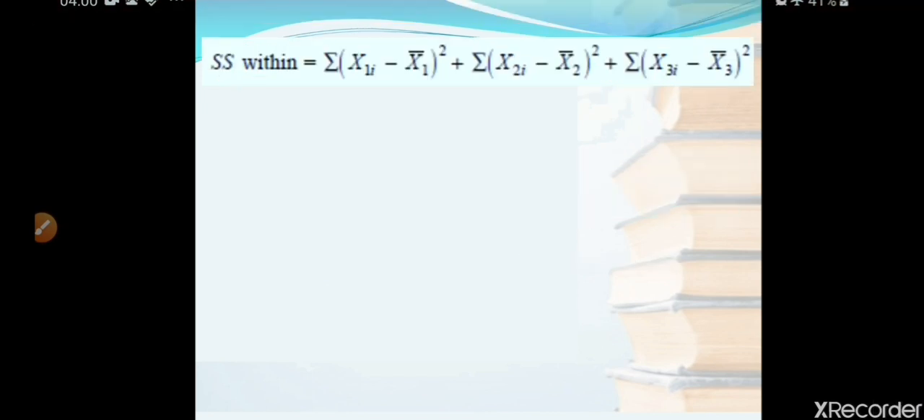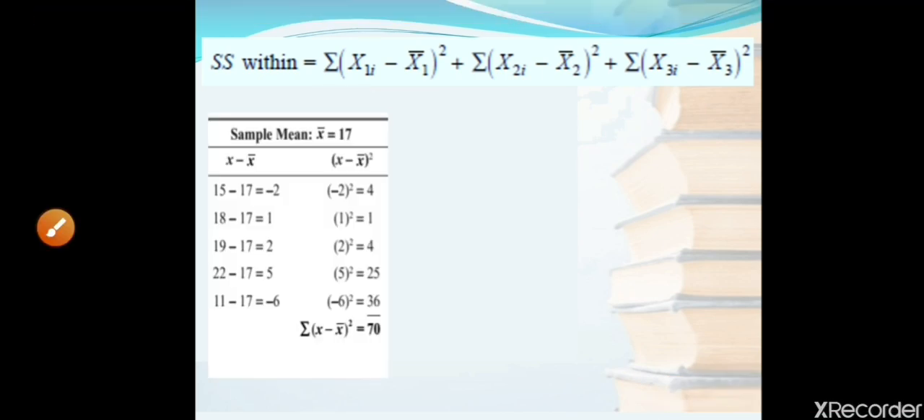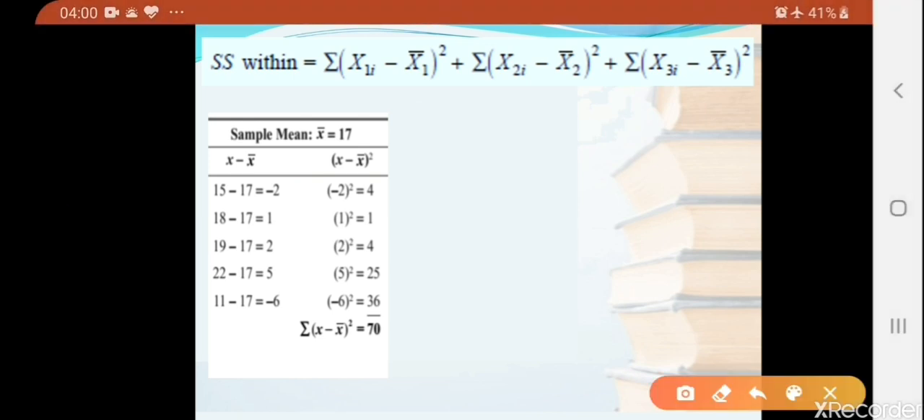Then comes the SS within. So in SS within, we have to take within each sample what are the deviations. So sum of deviations within the sample. So within the sample we know the deviation is the first item minus mean square, similarly second item minus mean square, and so on. So we will calculate for the first sample, and sigma (x minus x bar) square comes out to be 70.